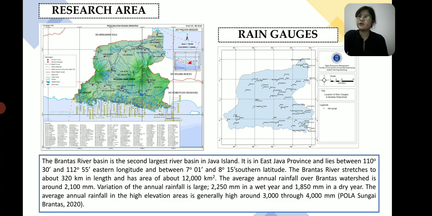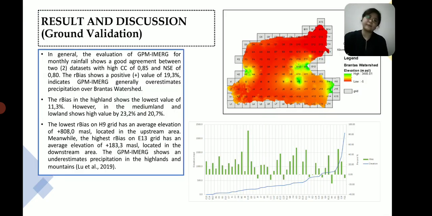The variation of the annual rainfall is large, about 2,250 mm in a wet year and 1,850 mm in a dry year. The annual rainfall in the high elevation is generally high, around 3,000 to 4,000 mm, according to Pola Brantas in 2020. And then, the results and discussion of ground validation.